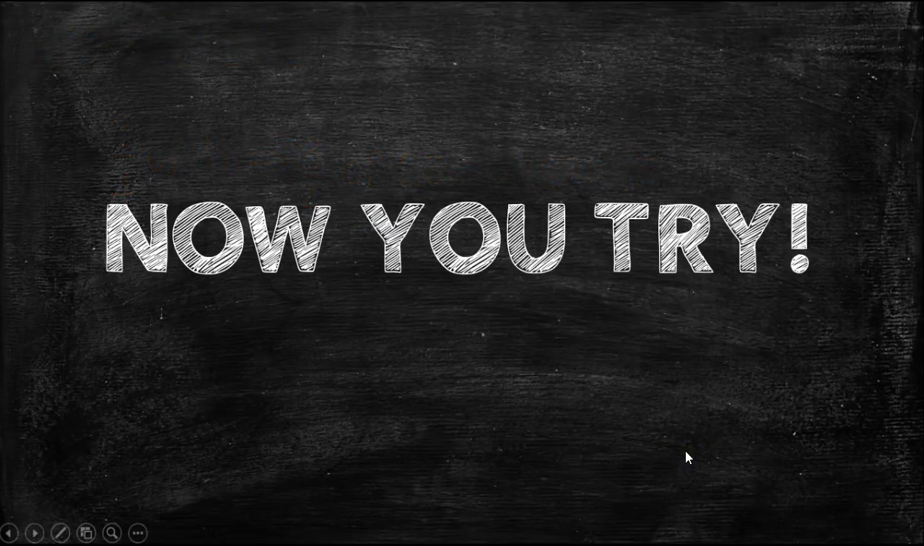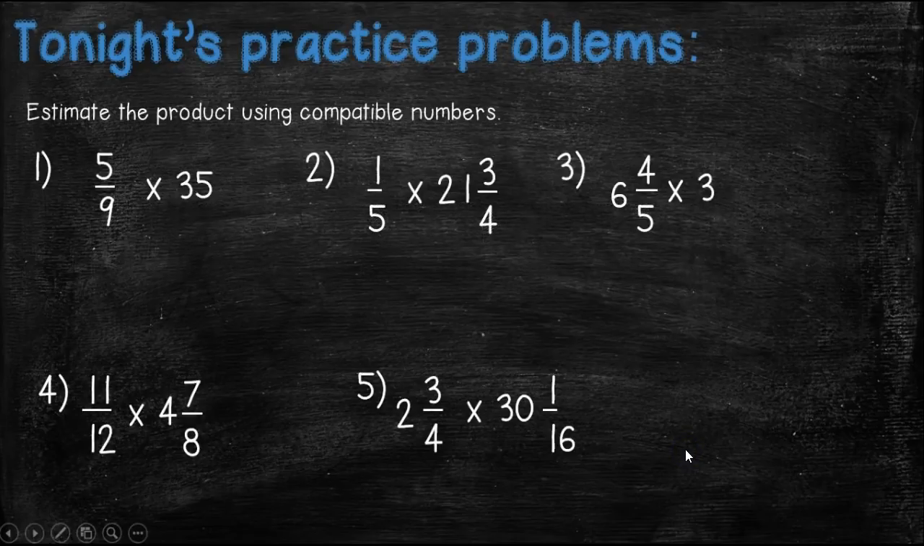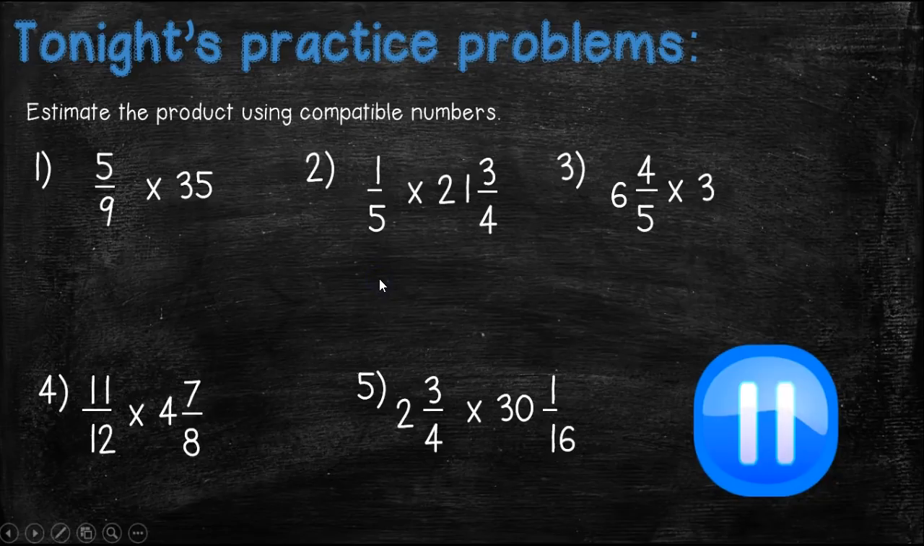Now it's your turn to try. Here are tonight's practice problems. I want you to estimate the product using compatible numbers. Remember, when you have a mixed number like this, you don't have to round it like we learned how to in earlier lessons. You can just find a whole number that's close, that's a compatible number for the denominator that you're multiplying it by. Go ahead and pause the video, work out the answers, and come back and see if you got them right. Coming back in 5, 4, 3, 2, 1.